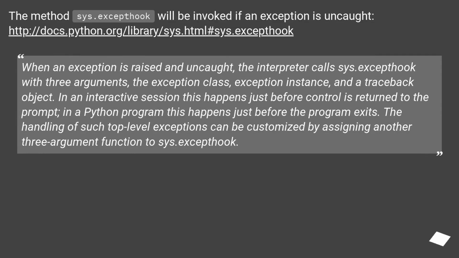The method sys.excepthook will be invoked if an exception is uncaught. When an exception is raised and uncaught, the interpreter calls sys.excepthook with 3 arguments: the exception class, exception instance, and a traceback object. In an interactive session this happens just before control is returned to the prompt. In a Python program this happens just before the program exits. The handling of such top-level exceptions can be customized by assigning another 3-argument function to sys.excepthook.